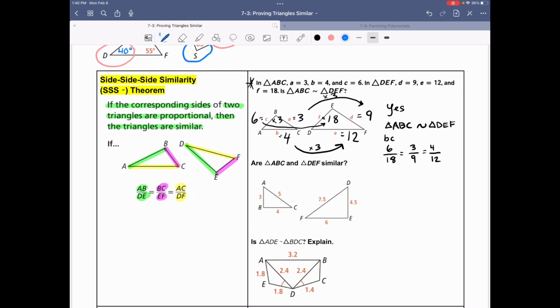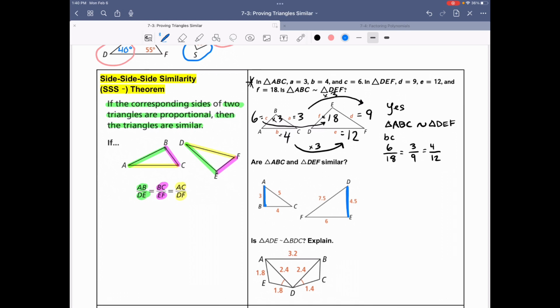Are ABC and DEF similar? So similar thing, just a little bit more difficult to see. But if I look at AB, that is corresponding to DE because they're both that vertical. These are right triangles. 3 is to 4.5. And does that equal 4/6? And does that equal 5/7.5?